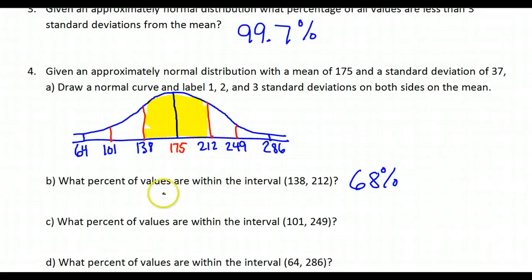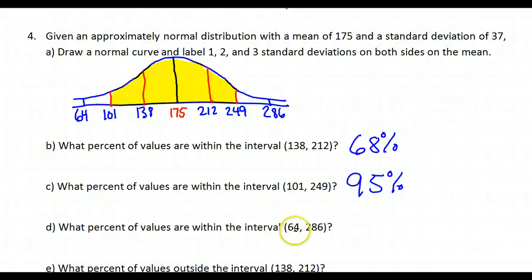What percentage of the values are within the interval from 101 to 249? So if we go to that interval, we're talking about this now, from here to here. That's 2 standard deviations, so that's going to be 95% of the data. We just memorized that, hopefully.